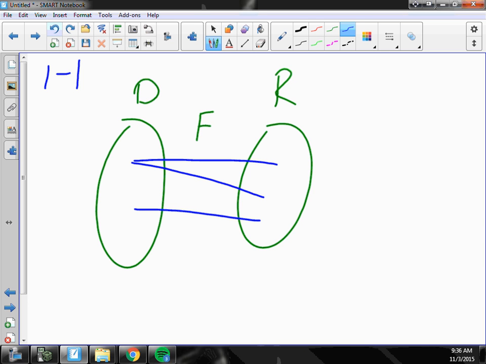Oh, wait, that's what I just did. I'll get this right. Is that a function? Yes. Is it one-to-one? No, because there is an element of the range that goes to two different domains.